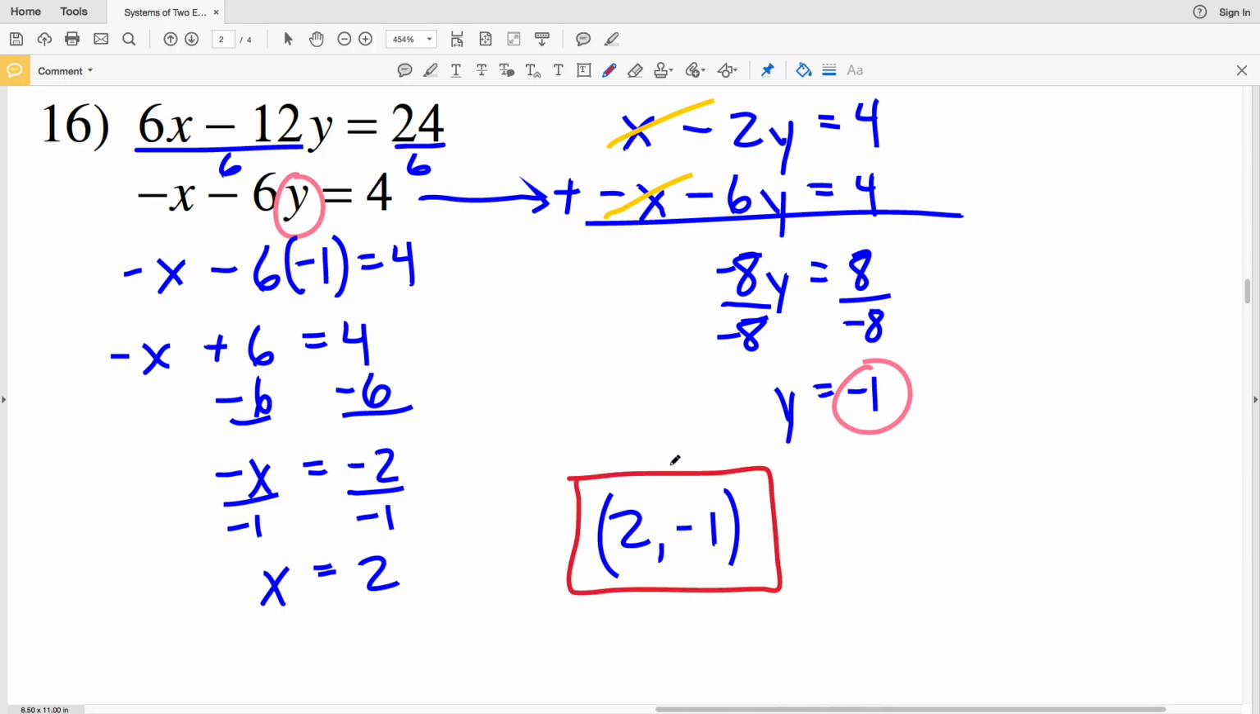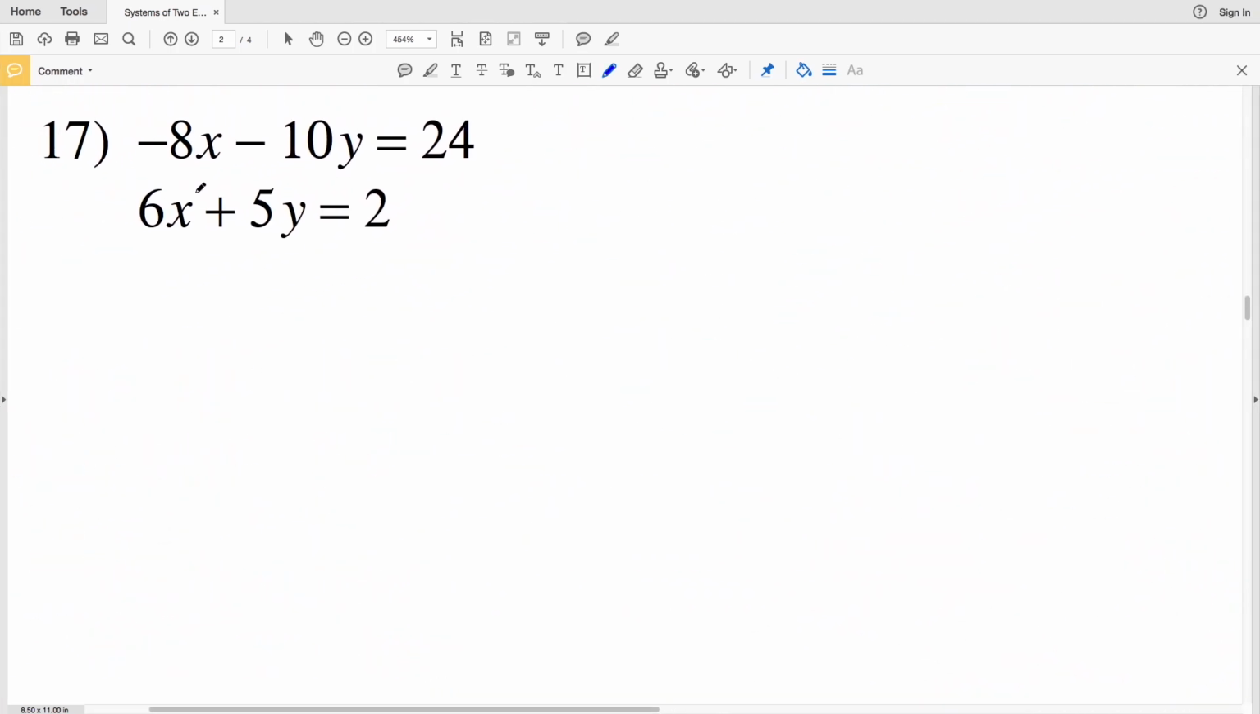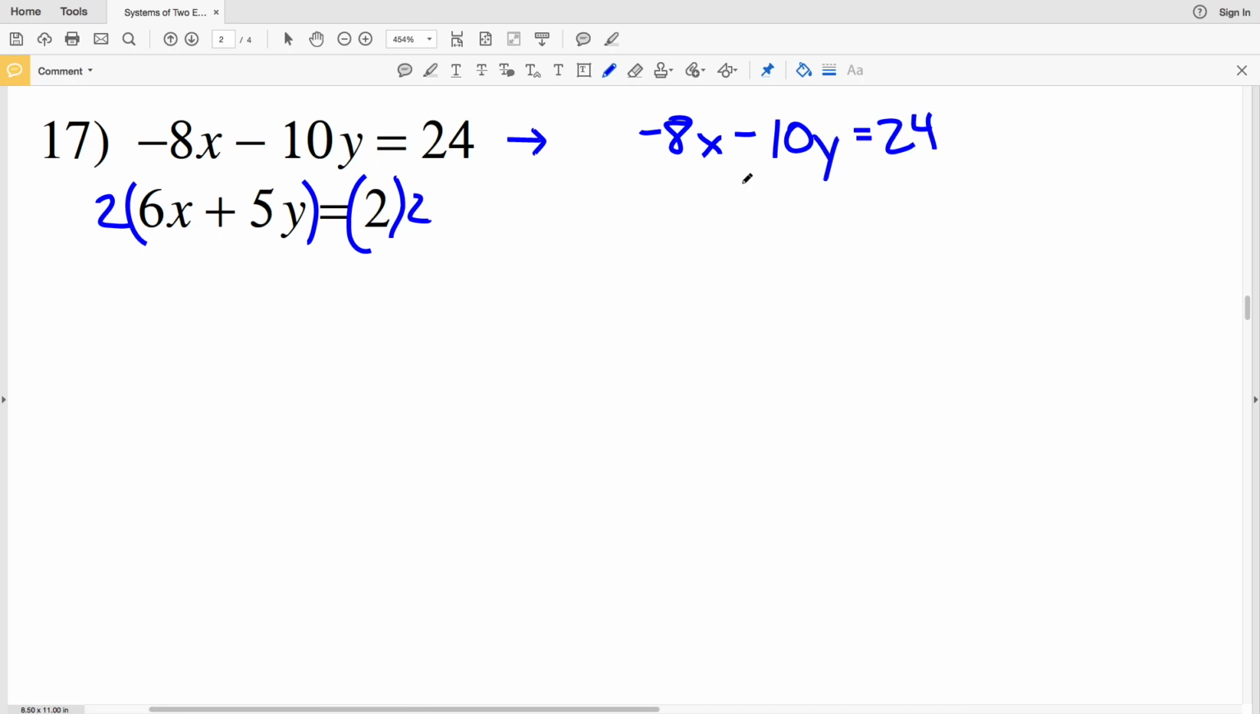Let's continue on to number 17. In number 17, it will be easiest, I believe, to cross out my y's, and I'll do that by multiplying the bottom equation by 2 and doing that to both the left-hand side and the right-hand side. So rewriting my top equation, I'll have negative 8x minus 10y equal to positive 24.